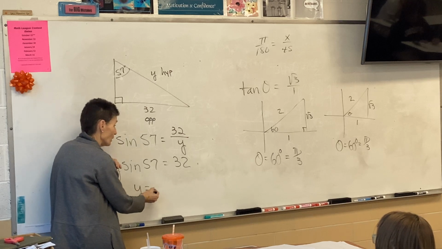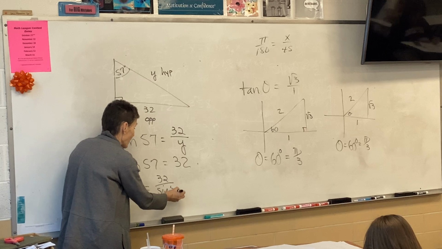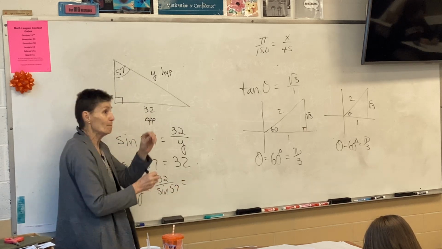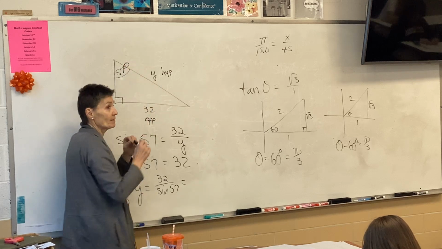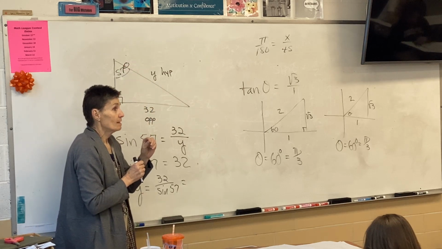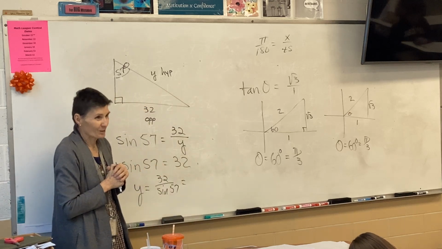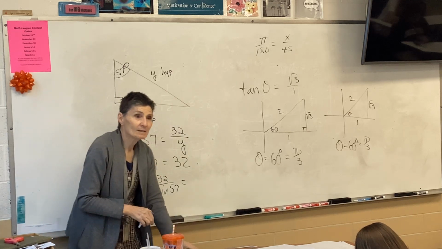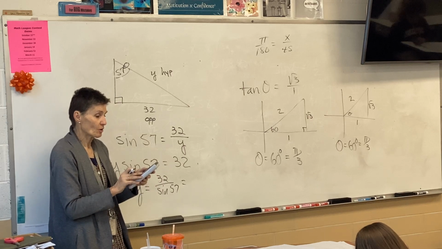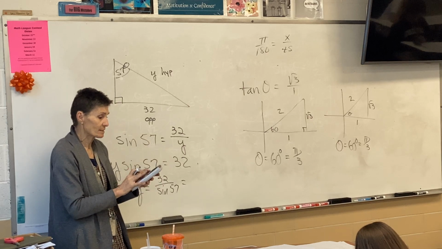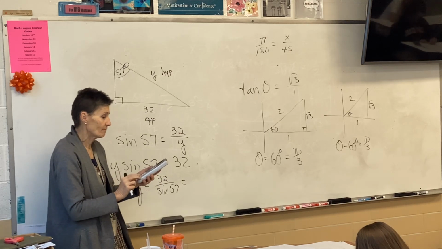So y will equal 32 divided by sine 57. Before you type that in, that's 57 degrees. Make sure your calculator is set in degrees, right? So we go back to mode, change our calculator back into degrees, and then 32 divided by sine 57.